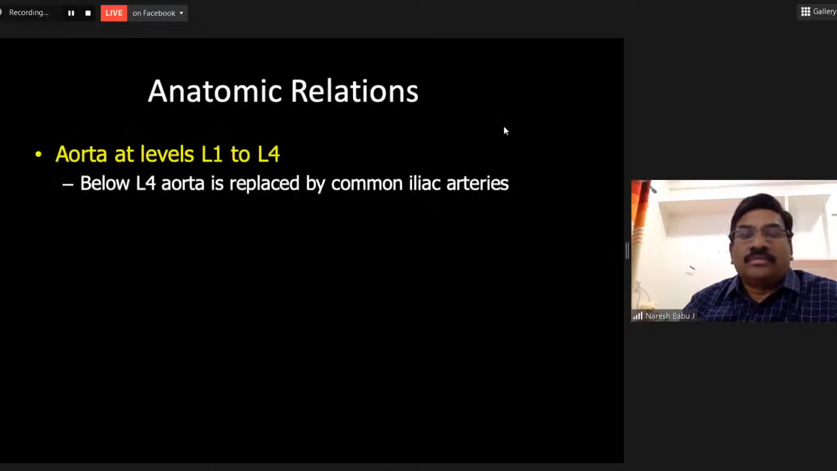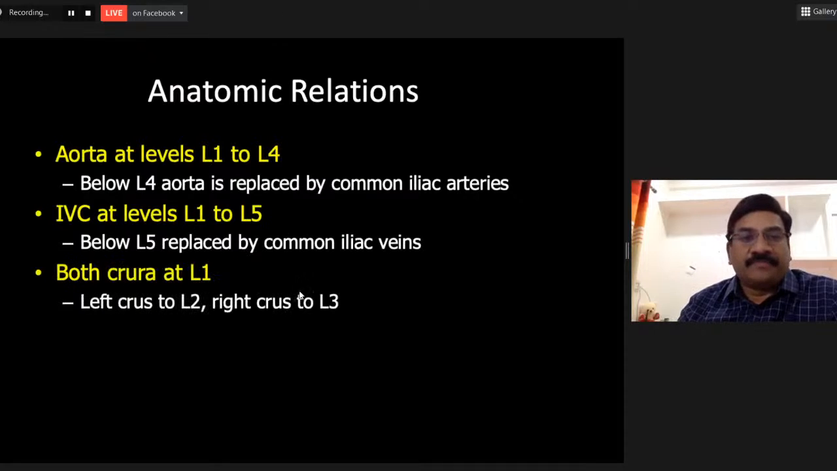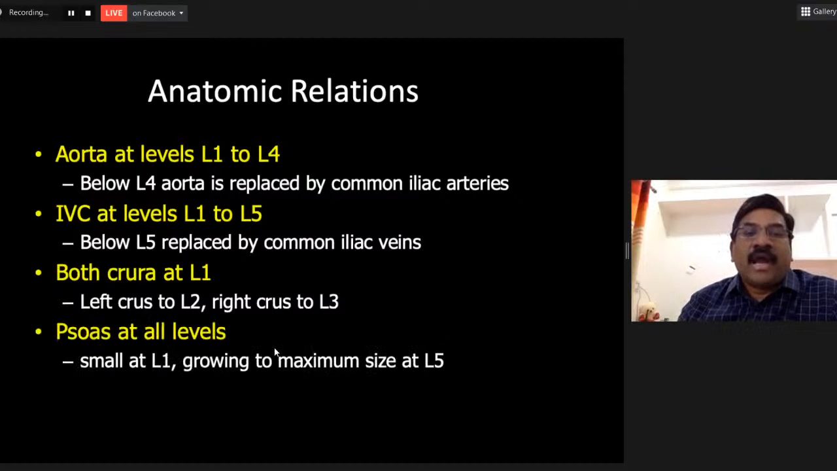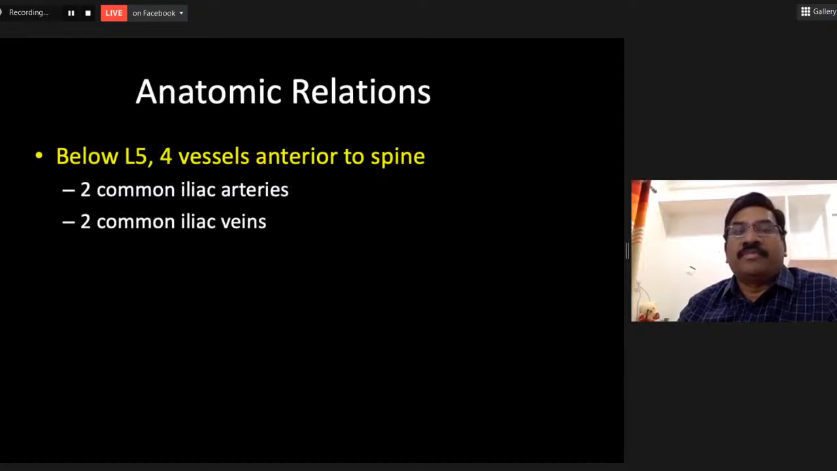So to put it briefly, the aorta is seen from L1 to L4, and below L4 it is replaced by common iliac arteries. The inferior vena cava is seen from L1 to L5, and below L5 it is replaced by two common iliac veins. Both crura are seen at L1, but the left crus stops at L2 and the right crus at L3. Psoas is seen at all levels, small at L1 and becoming gradually thicker to L5. And quadratus lumborum starts at L1 but is absent below the transverse process of L5. These are the anatomical structures which are important to know.